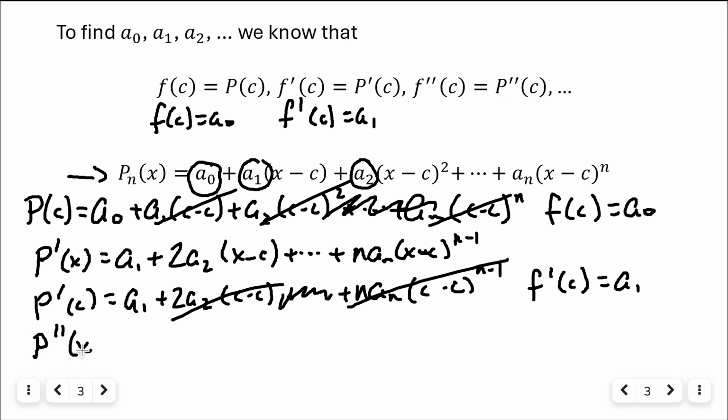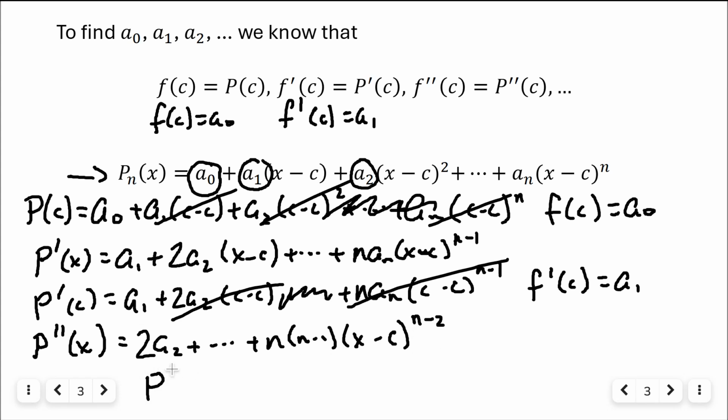So p double prime of x, a1 would drop out. The derivative of 2a2 times (x minus c) would be 2a sub 2 plus, well, we could go on forever. And then we'd have n times (n minus 1) an times (x minus c) to the n minus 2. So if I were to find p double prime of c, that would be 2a2 plus all of these terms afterward, which will still have an (x minus c) in them, right?